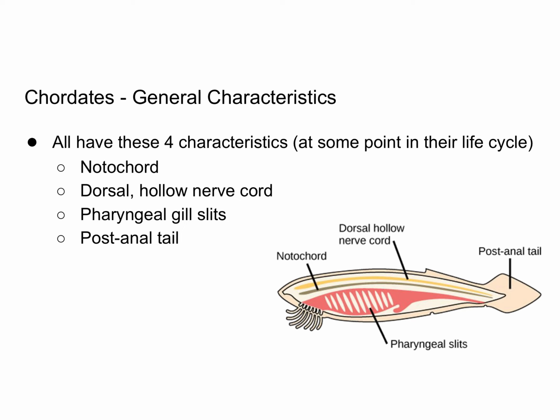All chordates have these 4 characteristics at some point in their life cycle. So it might not show up in the adult body form, but it does occur at some point, maybe in utero or during juvenile development, or it might develop as the organism develops into an adult form. So these 4 characteristics include a notochord, a dorsal hollow nerve cord, pharyngeal gill slits, and a postanal tail.